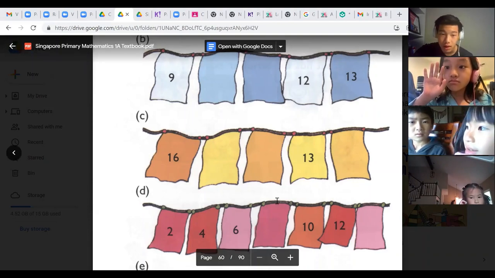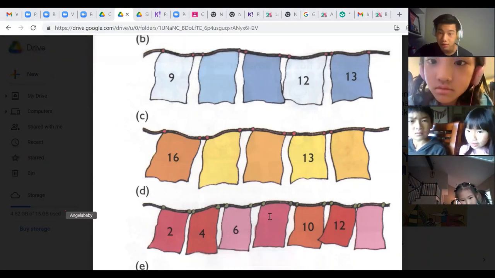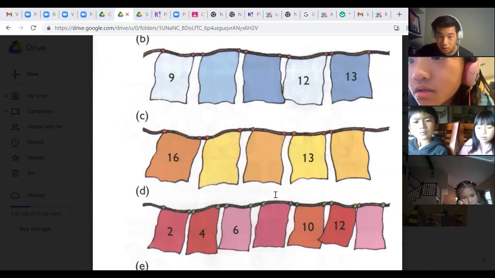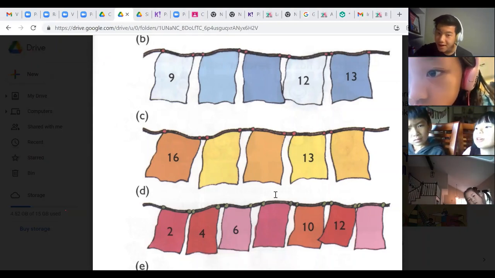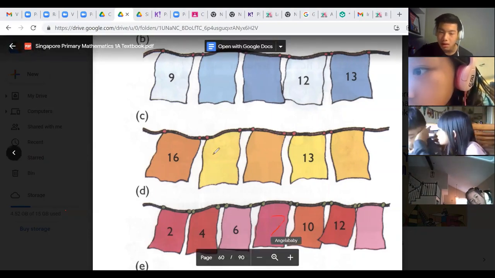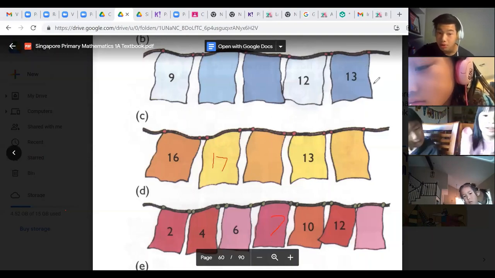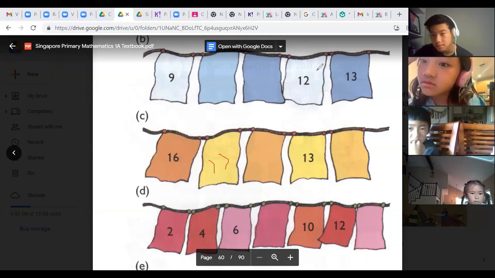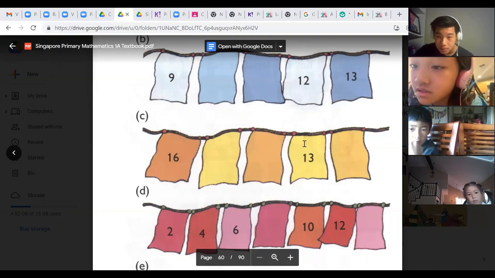And Angela, go ahead and try annotating for D. 14, 13, 12. Perfect. Wow. And good job not getting tricked. I almost put 17, 18, and then 20, but good job. Okay.